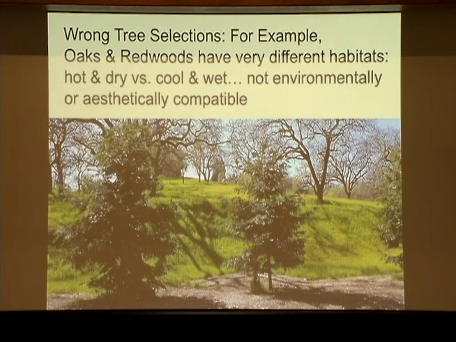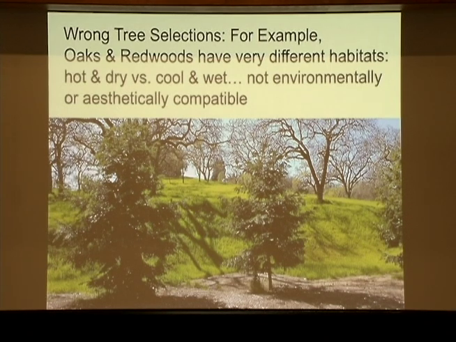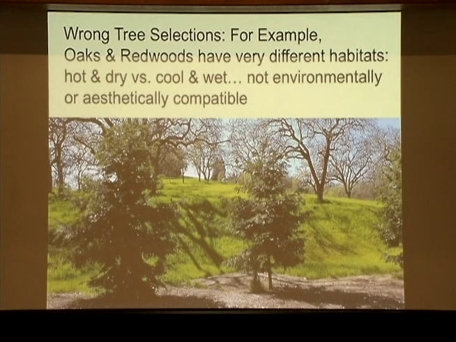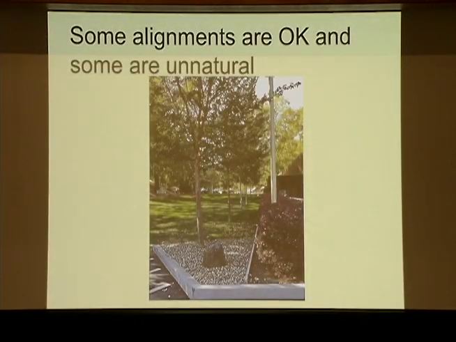hillside hill behind it. Oaks need a hot and dry environment, whereas redwoods need a cool and wet environment. These are not environmentally or aesthetically compatible. Some alignments of trees, it's not a naturally occurring thing, but sometimes they are appropriate.